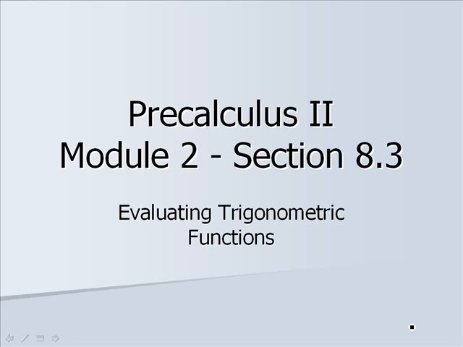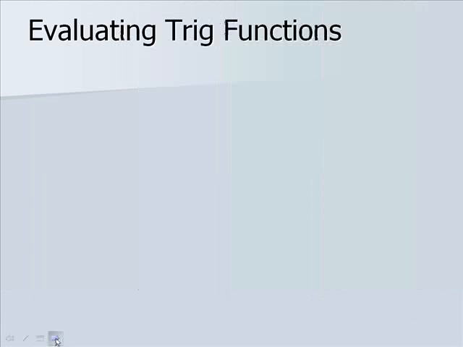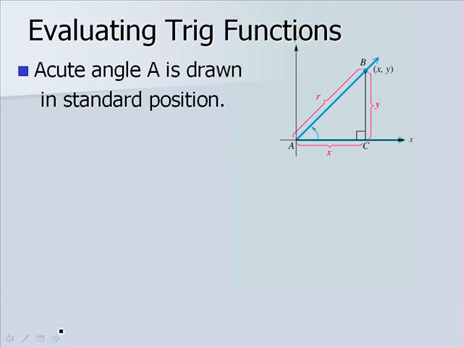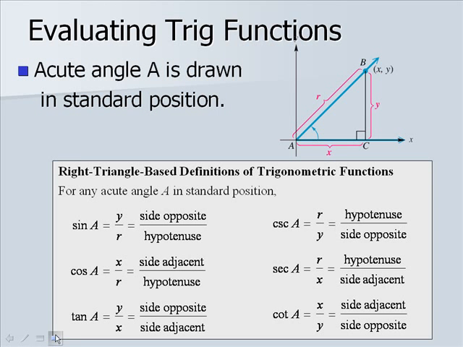Module 2, Section 8.3, Evaluating Trigonometric Functions. We can define the trig functions as ratios of the sides of right triangles. Here we see acute angle A is drawn in standard position and creates a right triangle. So we have the following right triangle based definitions of our trig functions.